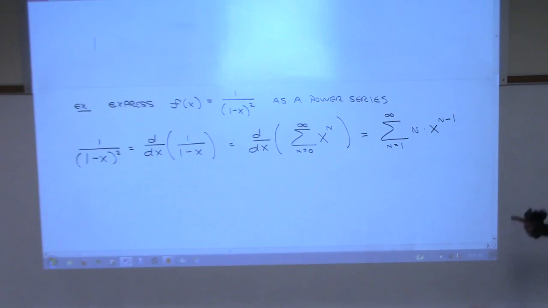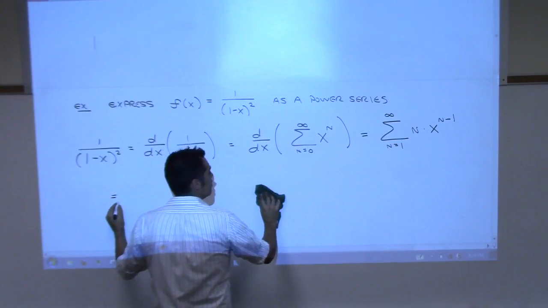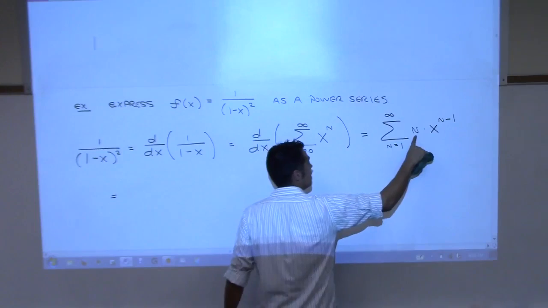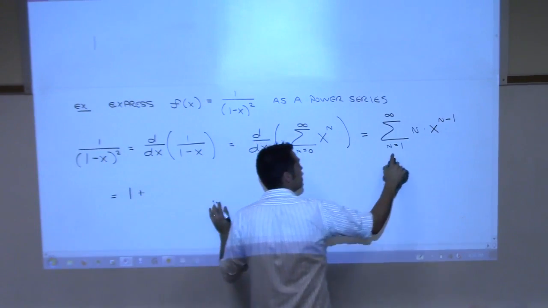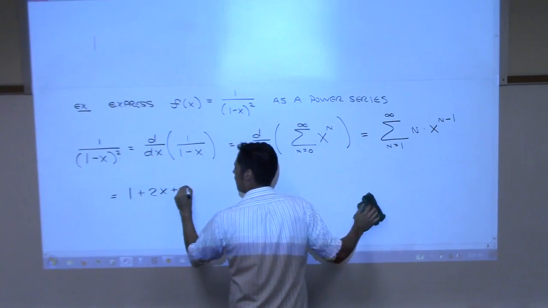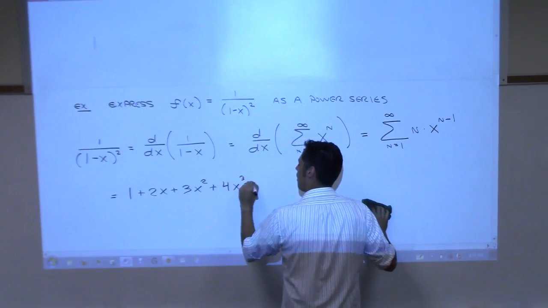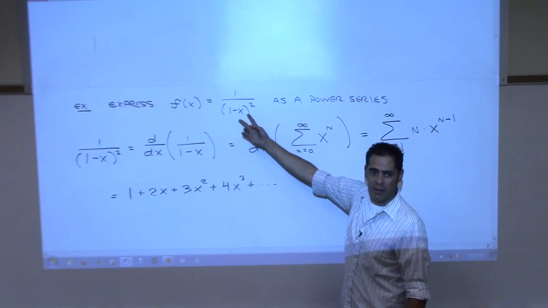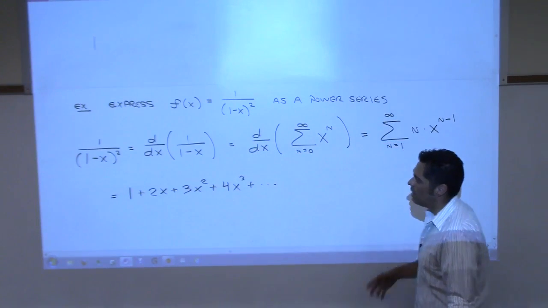And if you want to know what that looks like, just start plugging in numbers. 1, what would you get if you plug in 1? Just 1. Plus, what happens when you plug in 2? 2x. 3? 3x squared. 4x cubed. So we wanted to know what the power series for that was? Here's what it is.